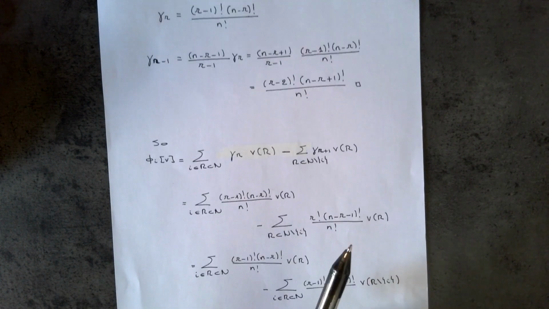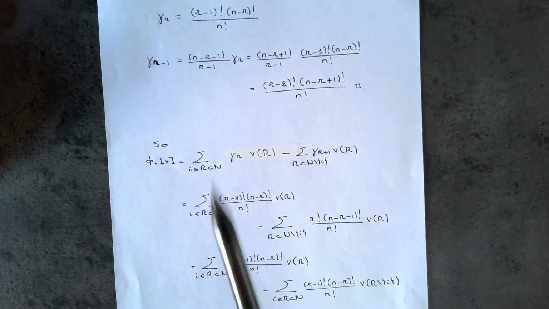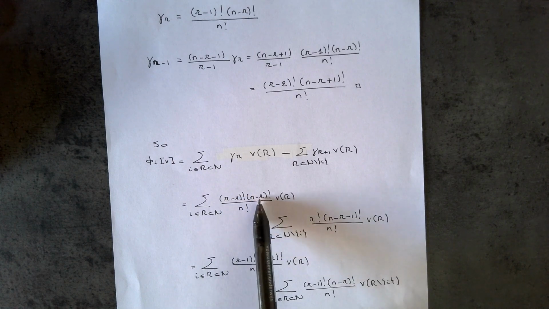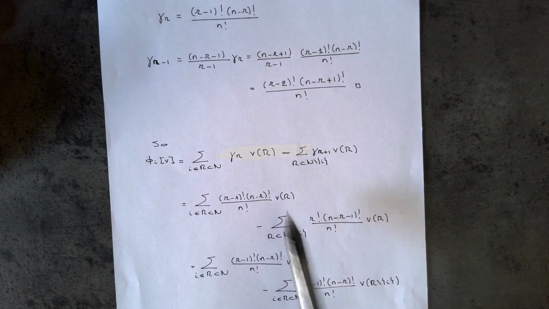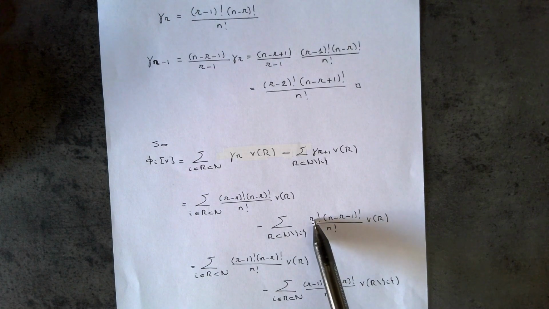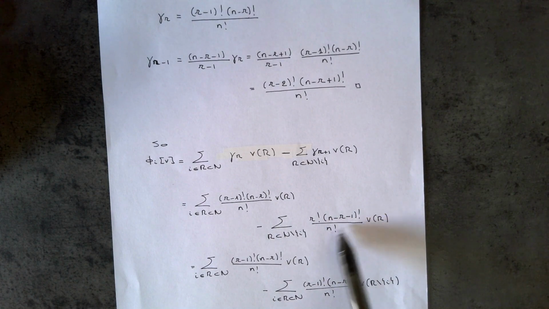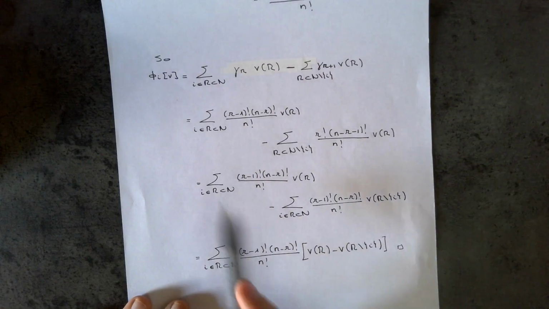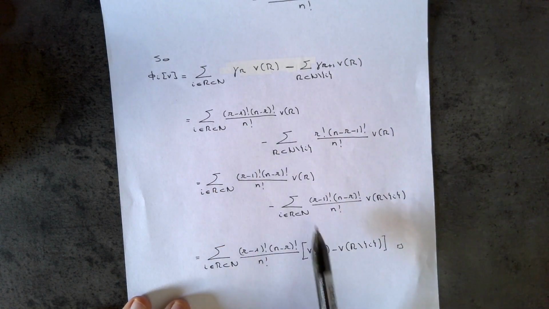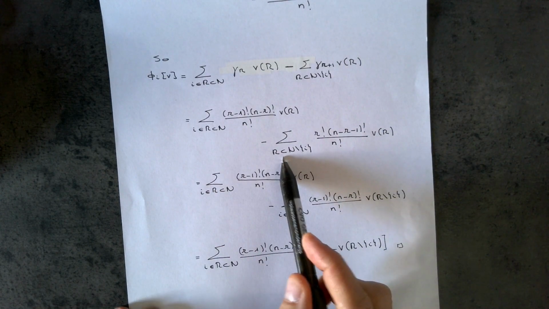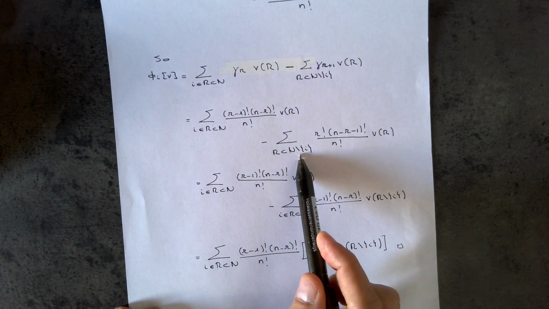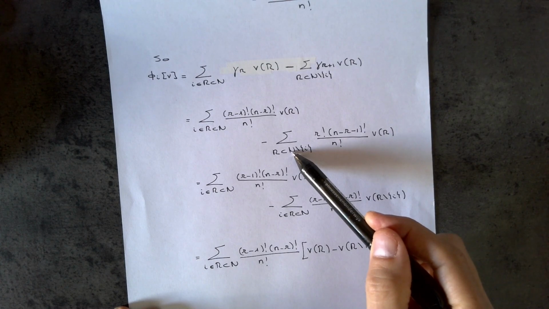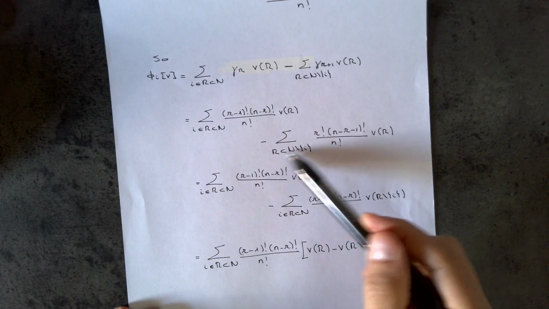So what we're going to do is we're going to simply substitute here the value of gamma r and gamma r plus 1. So this is r minus 1 factorial times n minus r factorial divided by n factorial VR minus r factorial times n minus r minus 1 factorial divided by n factorial VR. This is just copy-pasting this first part here, and then here we have all the coalitions that do not contain I, so we can associate this one-to-one with all coalitions that contain I by just including I to every set here.